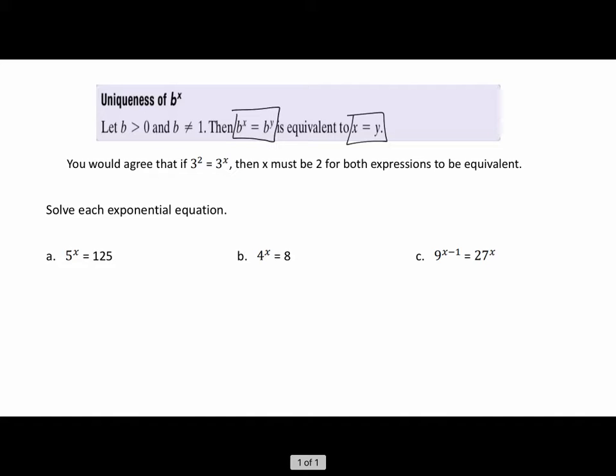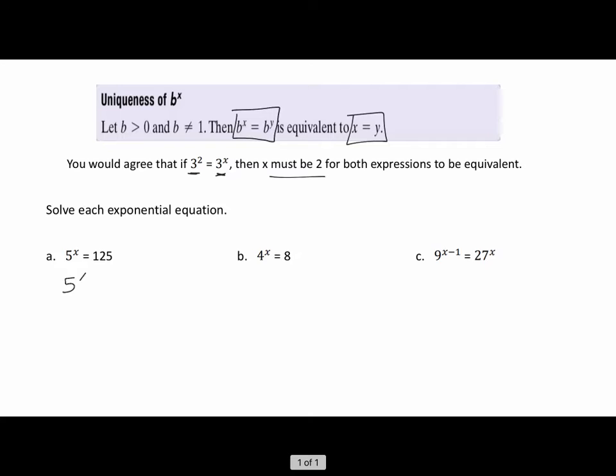sign. You would agree that if 3 to the second power equals 3 to the x, then x must be 2 for both expressions to be of equivalent value. So that's what we're going to use to solve these equations. For example A, 5 to the x equals 125.